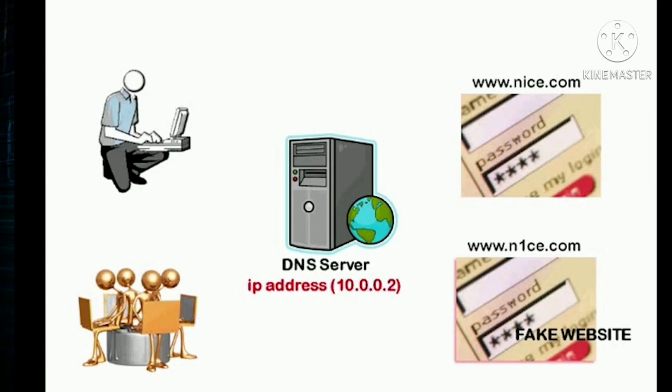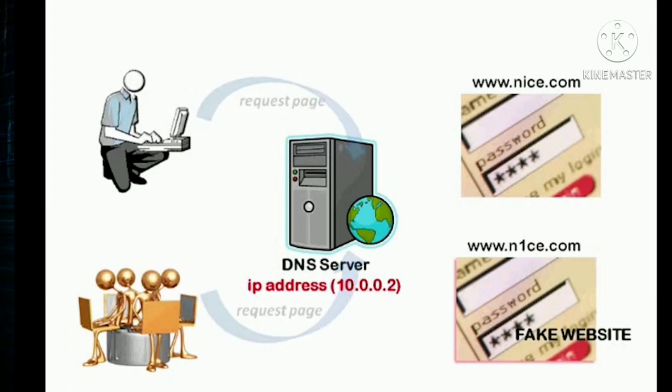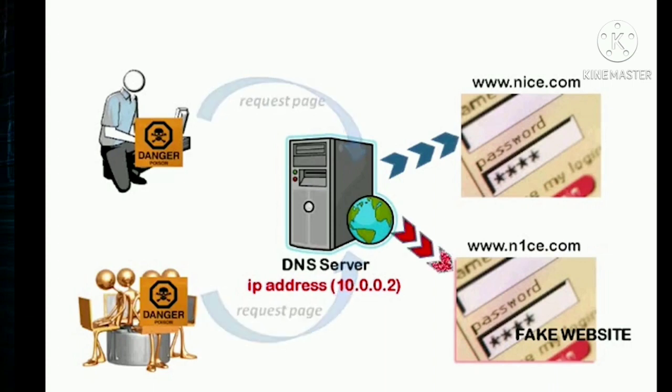When a user wants to go to www.nice.com and types the address in the web browser, the user's computer queries the DNS server for the IP address of www.nice.com. Since the DNS server has already been poisoned by the attacker, it returns the IP address of the fake website to the user's computer. The user's computer is tricked into thinking that the poisoned reply is the correct IP address of the website. Instead of going to the original website, the user has now been fooled into visiting the fake website controlled by the attacker.